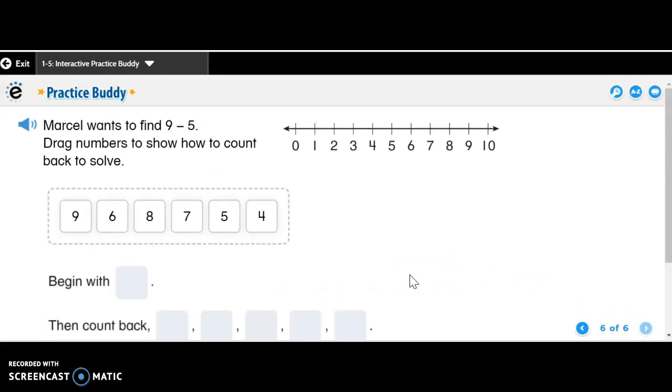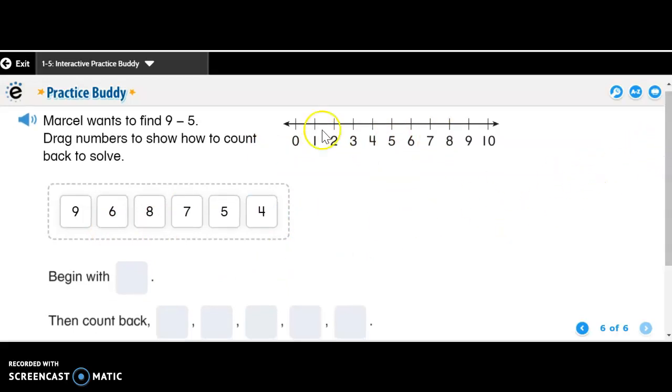Marcel wants to find 9 take away 5. So 9 take away 5. Drag numbers to show how to count back to solve. So this we don't have a choice. Before we were able to either count back or count on, however we wanted to. Here they're asking us to please count back to solve. So here's our number line. Here's our numbers, and we've got to tell them exactly where we're going to start and how we're going to do this. So if I'm looking at my equation 9 take away 5, I know I have to start at the biggest number on the number line to count back.